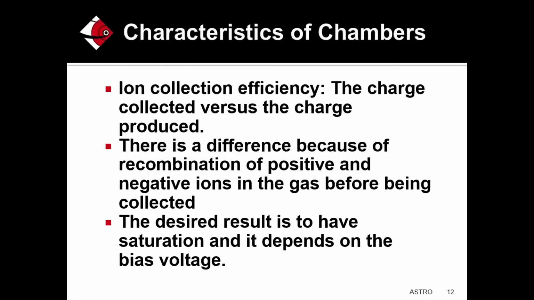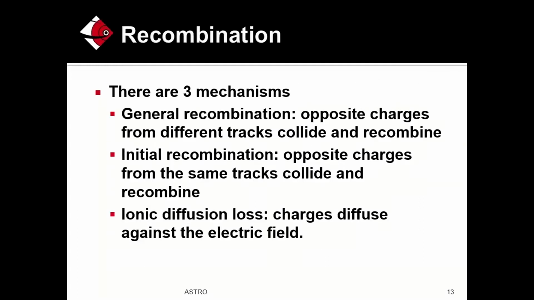So when you have ion chambers, there's an ion collection efficiency. That's basically a measurement of the recombination effect. That's the charge collected versus charge produced. There's a difference because of recombination of positive and negative ions in the gas, and the desired result is to have saturation. Depends on the bias voltage. There are three mechanisms for recombination. General recombination, where opposite charges from different tracks collide and recombine, and initial recombination, that's opposite charges from the same track collide and recombine, and ionic diffusion loss, charges diffuse against the electric field.